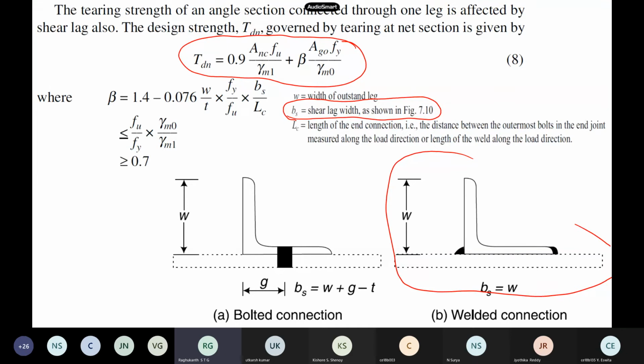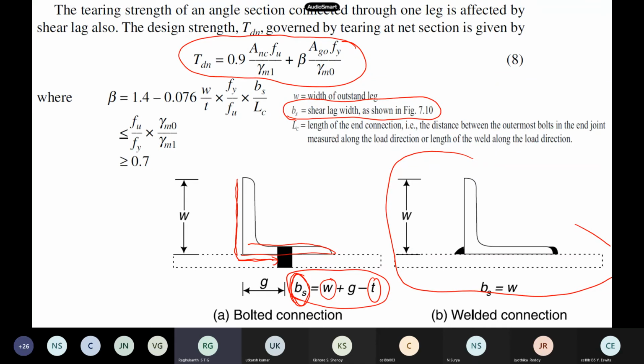So if it is a bolted connection, say, now the unconnected leg is W. This is the unconnected leg. This leg is connected, and this is the width of this leg itself. Now the shear lag width, that is Bs. Which you have to calculate: W, that is the unconnected leg length, plus this, up to this much. This is what they call the shear lag width. And of course you subtract the thickness to avoid counting twice. So W plus G minus T. This is the shear lag width.